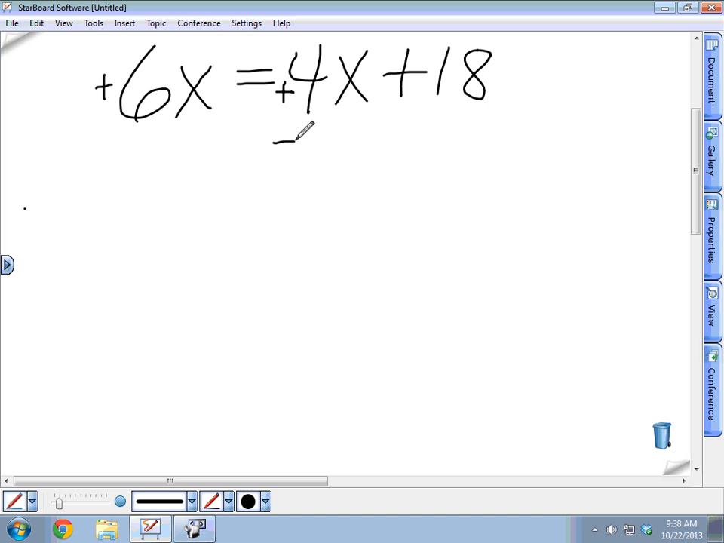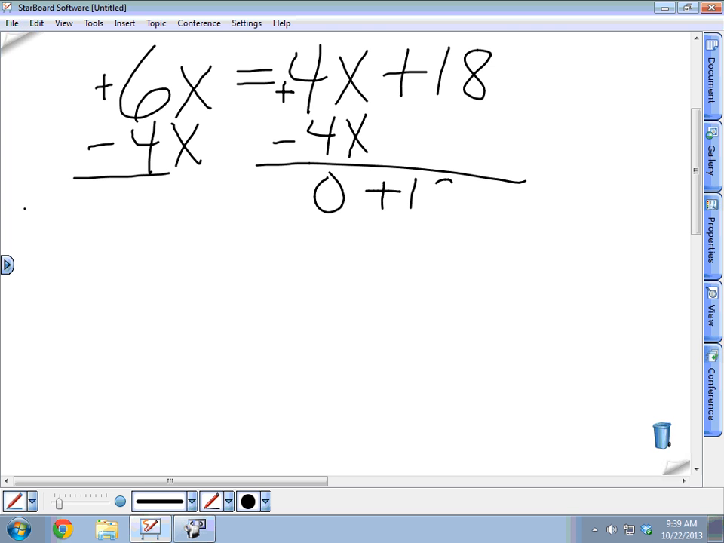So if I subtract 4x from each side, I pick 4x because plus 4x minus 4x gives me 0, plus 18. And then on this side, 6x minus 4x leaves me 2x. Okay? And that 0 is just to show you that it cancels out. It's just 2x equals 18. And now you have a normal equation.